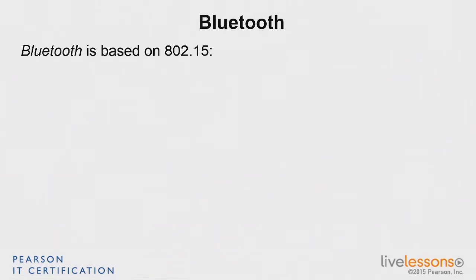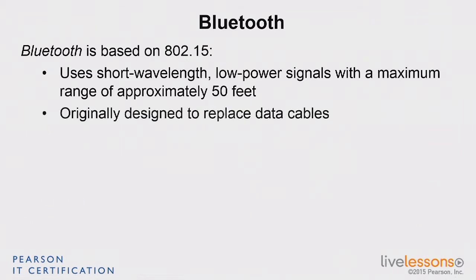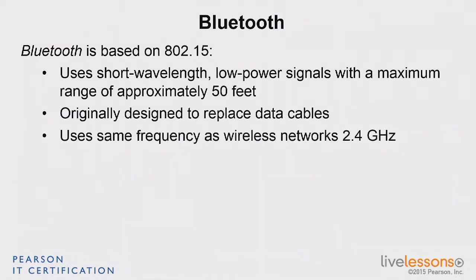We also have Bluetooth to consider. Bluetooth is based on 802.15. Bluetooth uses very short-wave, low-power signals with a maximum range of approximately 50 feet. Bluetooth was originally designed to replace data cables, and it uses the same frequency as wireless networks, which is the 2.4 gigahertz frequency.